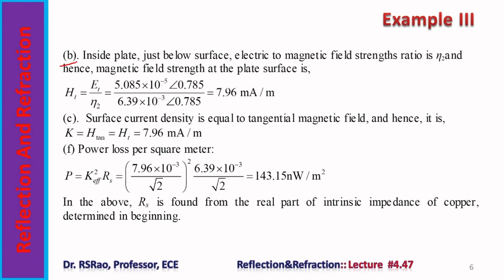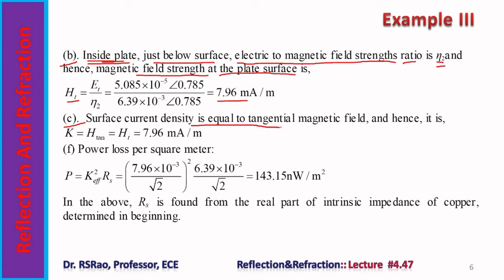Now B, inside plate just below surface, electric to magnetic field strength ratio is eta 2, and hence magnetic field strength at plate surface is E_T by eta 2. H_T is E_T by eta 2. E_T is known, eta 2 is known, so H_T is 7.96 milliamperes per meter.